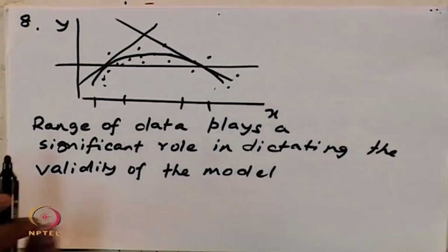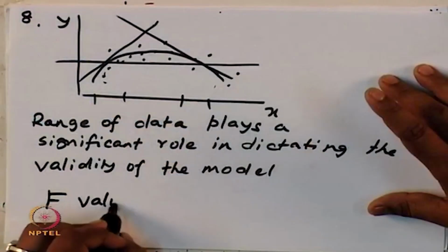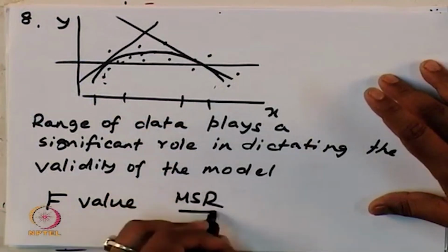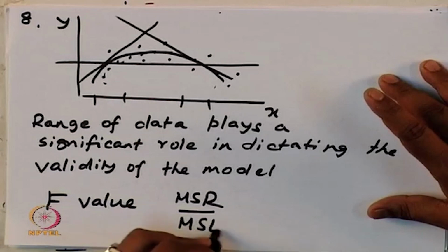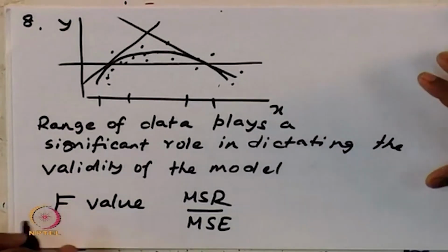So that concludes how you can make use of ANOVA. Oh, I forgot to mention one thing. After you do all of this, you can calculate the f value, as MSR by MSE, to determine whether your hypothesis of linear regression is good or not.